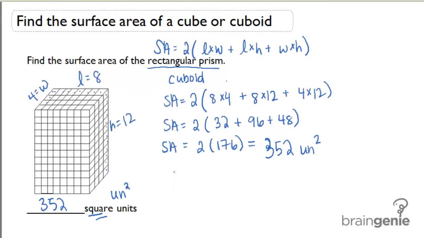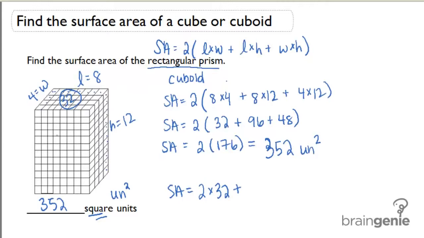Remember, there's also an alternative formula. You can simply add up all of the sides of the rectangular prism together to get the surface area. So if I add up the different areas, the top area is 32 square units, and the bottom is also going to be 32. So that's just 2 times 32.